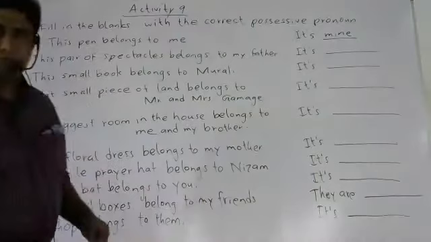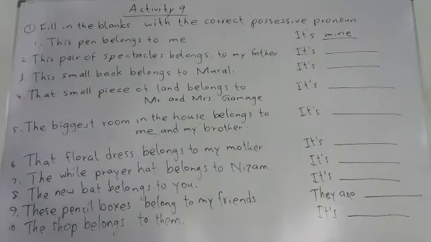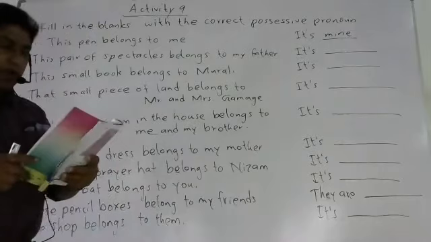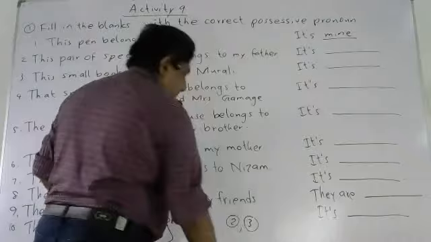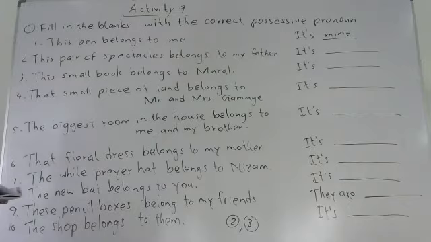Now you have to complete the first part. Then make a kaleidoscope. Then after that, at home you have to do 2 and 3. Number 2 and 3. You have to complete it at home.